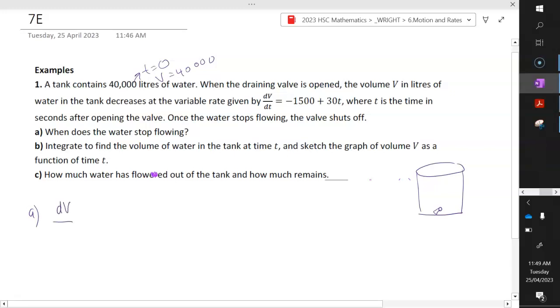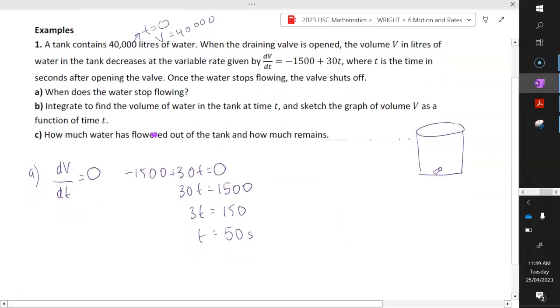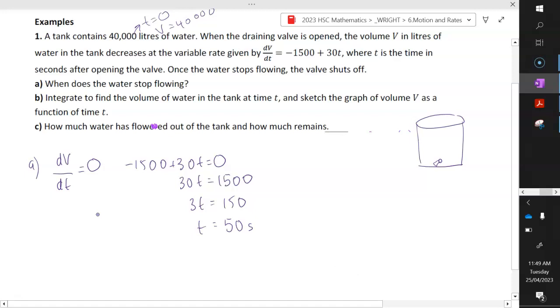When is our flow rate, our volume with respect to time, equal to 0? That's what that's telling me. This is my rate of flow that it's asking. When my rate of water isn't moving anymore, or my dV/dt is 0, my water has stopped flowing. So I need to work out when minus 1500 plus 30t is equal to 0. So note that again, we're looking at the language on these questions a lot. So what have we got? Let's divide by 10. 3t is 150. What's t? t is going to be 50 seconds. So that's fairly simple. Our water stops flowing after 50 seconds.